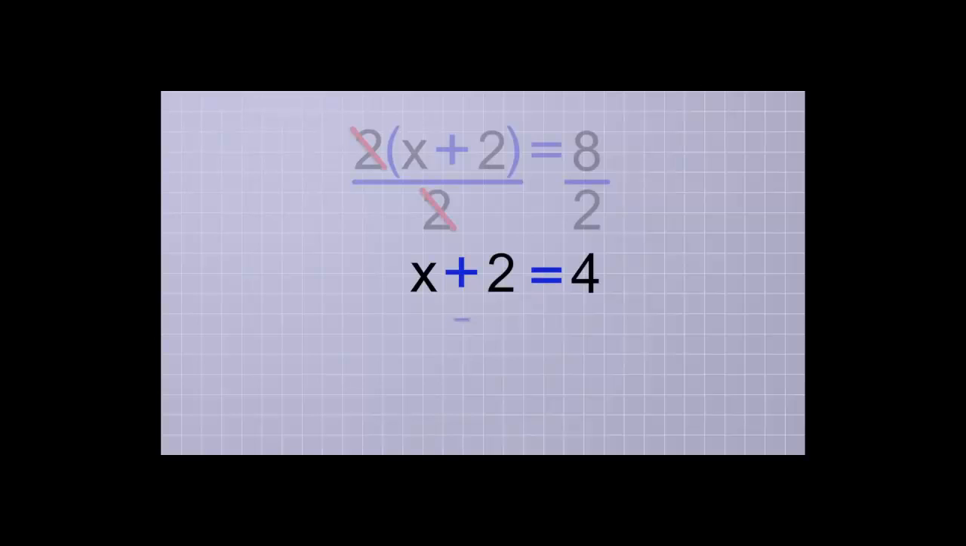Next, we just need to subtract 2 from both sides. On the first side, the plus 2 and the minus 2 cancel out, leaving x all by itself. And on the other side, we have 4 minus 2, which is 2. So for this equation, x equals 2. And now you can see how grouping operations differently in our equation results in different answers.